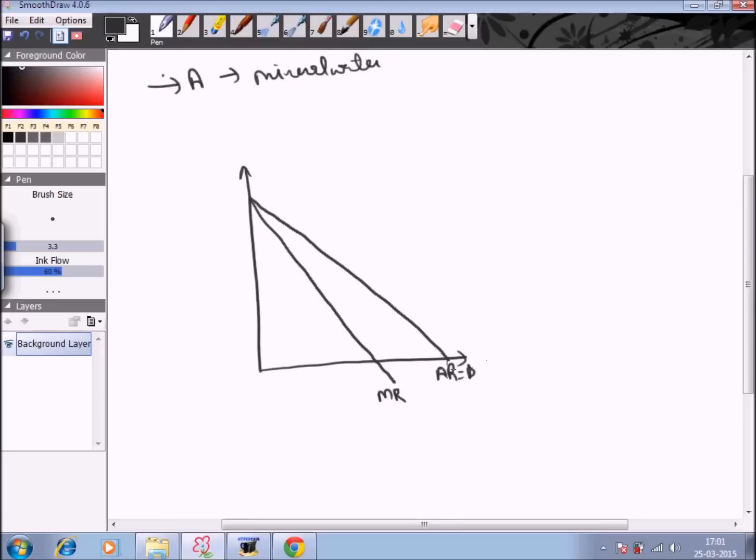Because we assume that there is no cost of production, that is, there is no marginal cost and no average cost, the profit maximizing output is at the point where marginal cost is zero. That is where the marginal revenue curve cuts the x-axis. At this particular point, let's name it Q, this is the quantity to be supplied by seller A. Here the marginal cost is equal to marginal revenue, and this is the profit maximizing output.